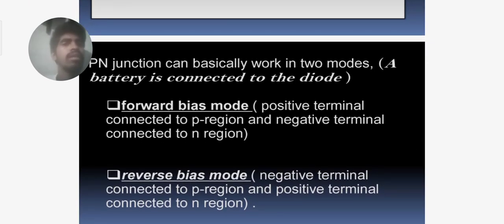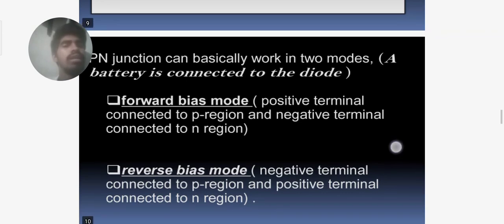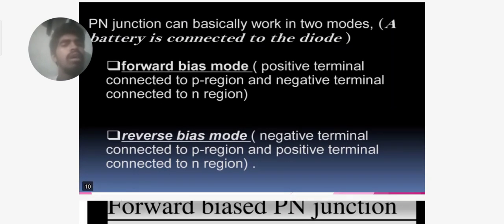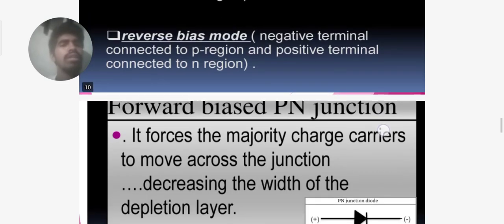A p-n junction can basically work in two modes when a battery is connected to the diode, that is the forward bias mode and the reverse bias mode. In the forward bias mode, the positive terminal is connected to the p region and the negative terminal to the n region. In the reverse bias mode, the negative terminal is connected to the p region and the positive terminal to the n region.